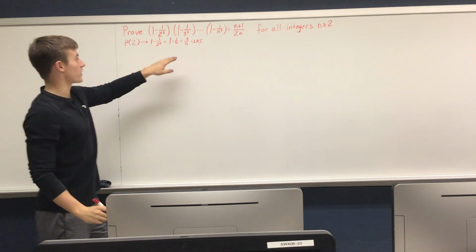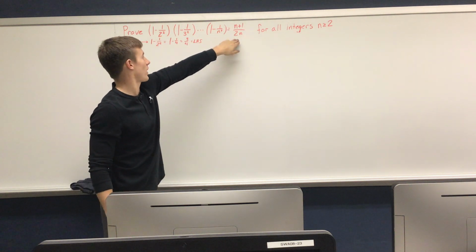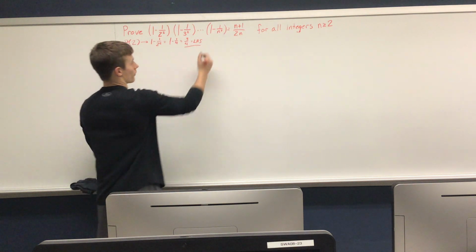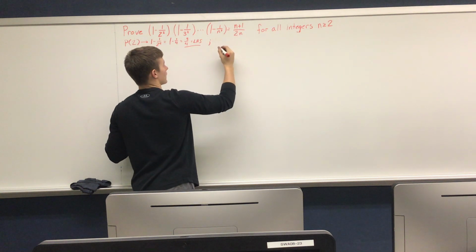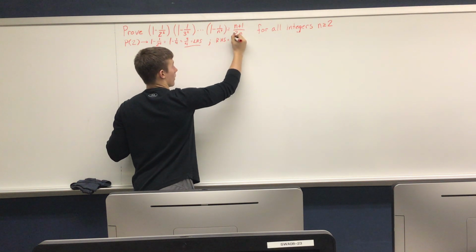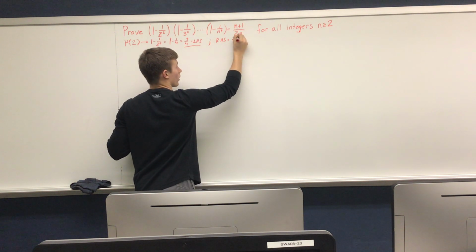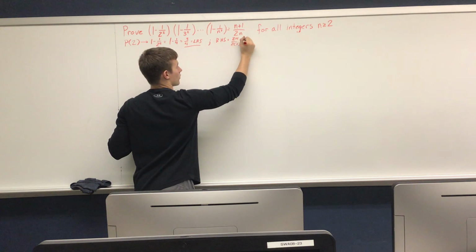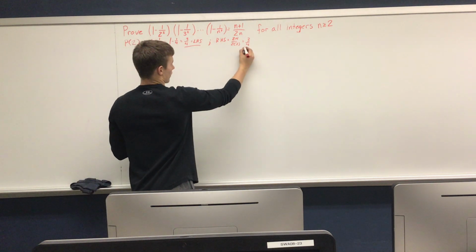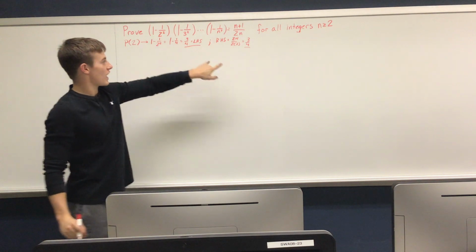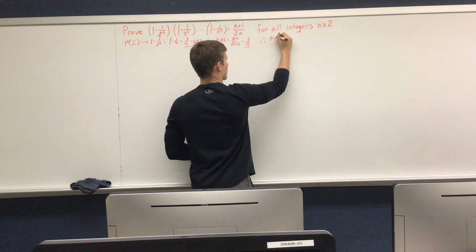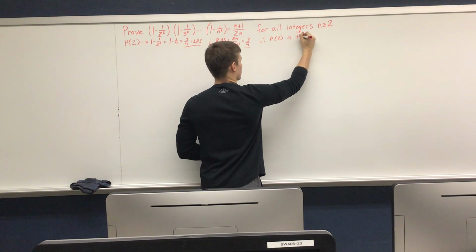So we need to solve for both the left-hand side and the right-hand side. Now we want to solve for the right-hand side. On the right-hand side we get n + 1 over 2n, and again we're going to substitute 2 in for n, so we get (2 + 1)/(2 times 2), which is equal to 3/4. And because the left-hand side is equal to the right-hand side, we know that the P of 2 is true.